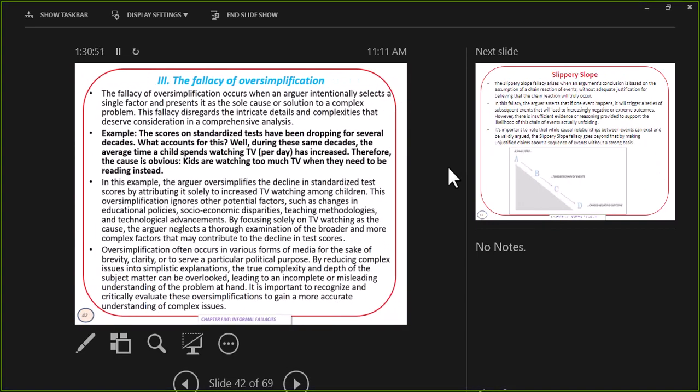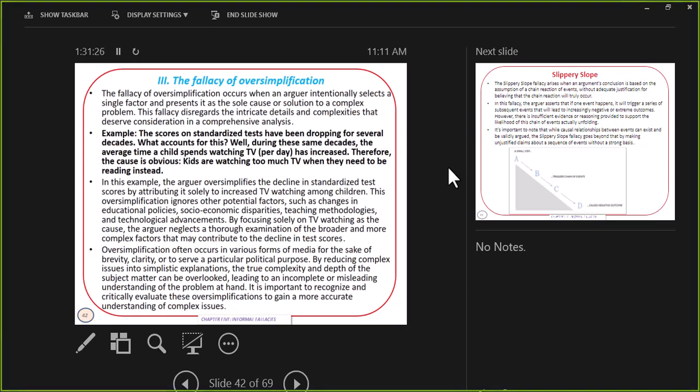Fallacy of oversimplification occurs when an arguer intentionally selects a single factor and presents it as a sole cause or solution to a complex problem. This fallacy disregards the intricate details and complexities that deserve consideration in a comprehensive analysis. For example, the scores on standardized tests have been dropping for several decades. What accounts for this? Well, during this same decade, the average time a child spends watching TV per day has increased. Therefore, the cause is obvious.